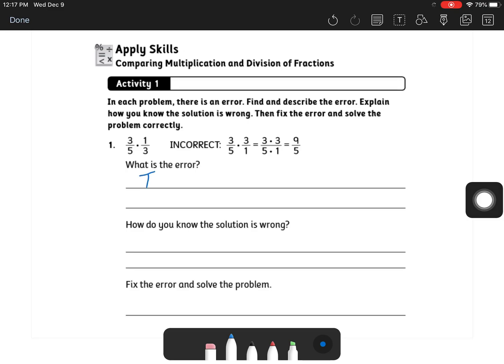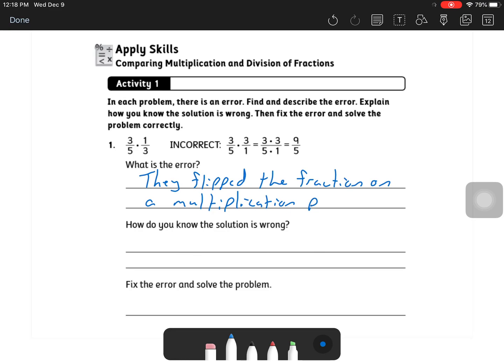Okay, so the error is they flipped the fraction on a multiplication problem. And that's not what we do. We only flip the second fraction on a division problem.